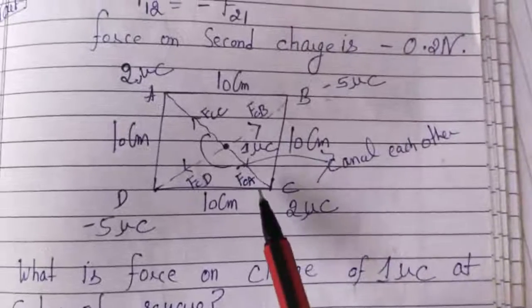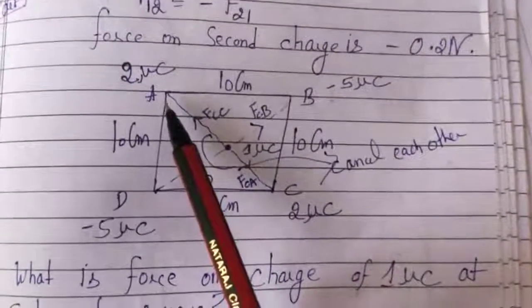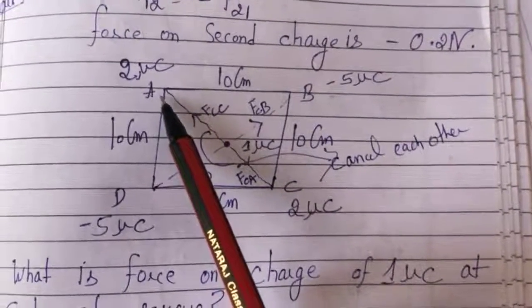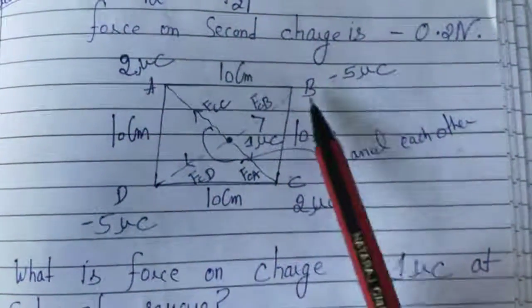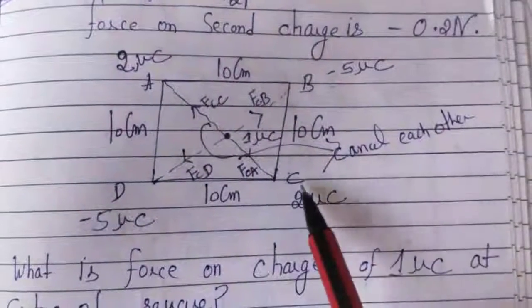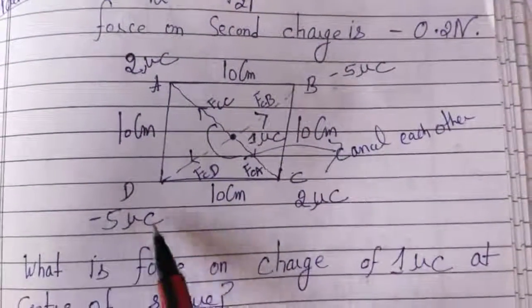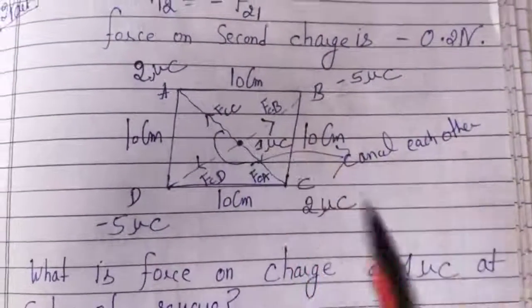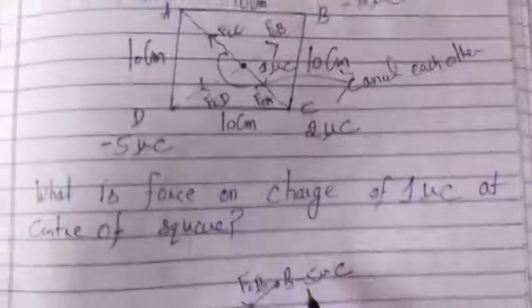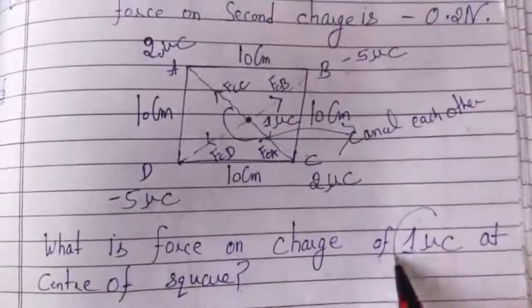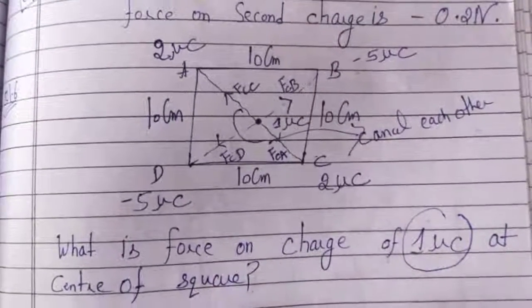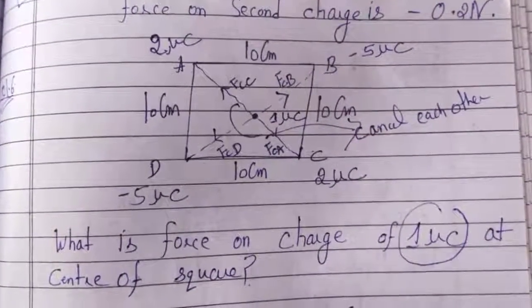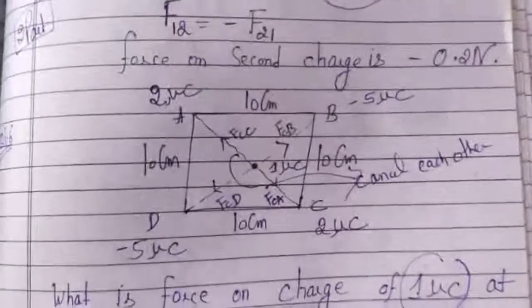Just see this square. It has 4 corners, 4 vertices A, B, C, D. At A we have placed 2 microcoulomb, at B minus 5 microcoulomb, at C 2 microcoulomb, and at D minus 5 microcoulomb, and at the center we have placed 1 microcoulomb. So what do we have to find? We have to find the force on the 1 microcoulomb charge due to all the other charges placed at the vertices of the square. So how can we find it?